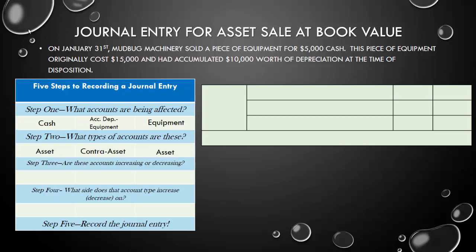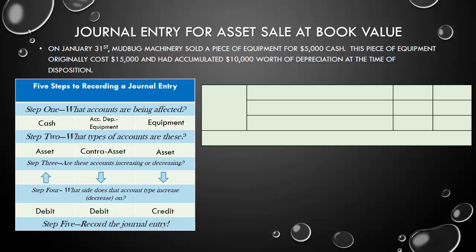Cash, since we're selling it and getting paid for it, is going to be going up, but our accumulated depreciation of equipment account and our equipment account are both going to be going down because they have to come off our books. Well, cash is an asset, it goes up, and it goes up with a debit. Accumulated depreciation is a contra asset. It works the opposite way that assets do, and it's going down, which means it's going to go down with a debit. And then equipment is going down, and all assets go down with a credit.